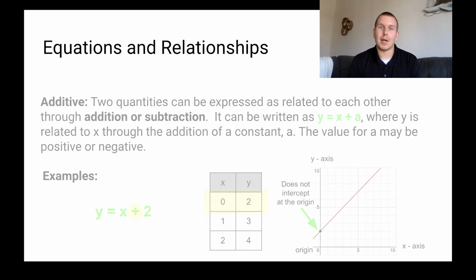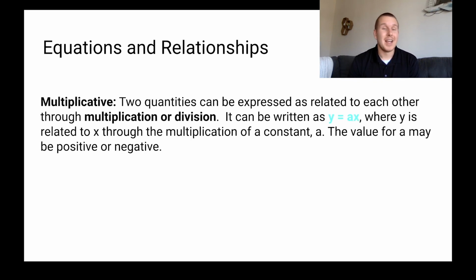The next key vocabulary word is multiplicative. This is kind of a mouthful to say, so if you make a mistake saying multiplicative, it's totally fine. It describes two quantities that are related to each other through multiplication or division. It can be written as y equals ax, where y is related to x through the multiplication of a constant a. The value for a may be positive or negative.